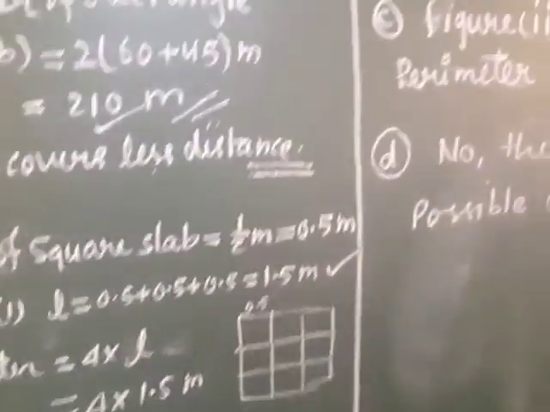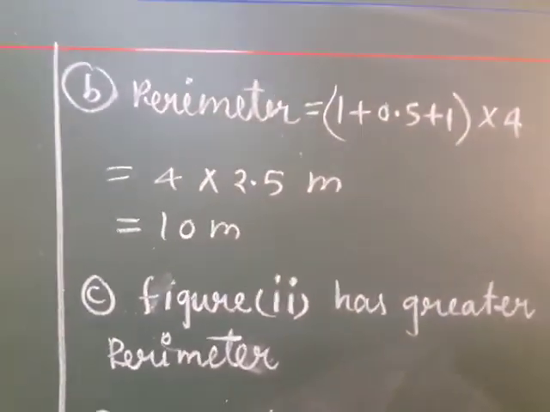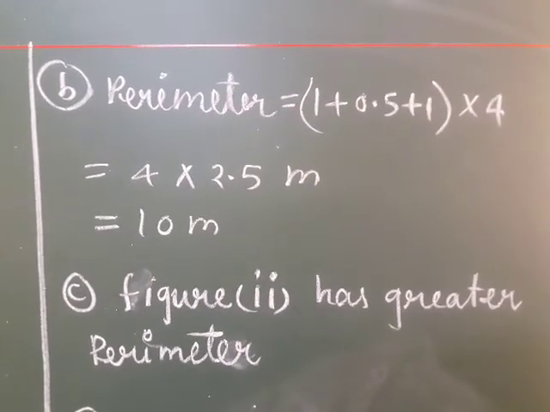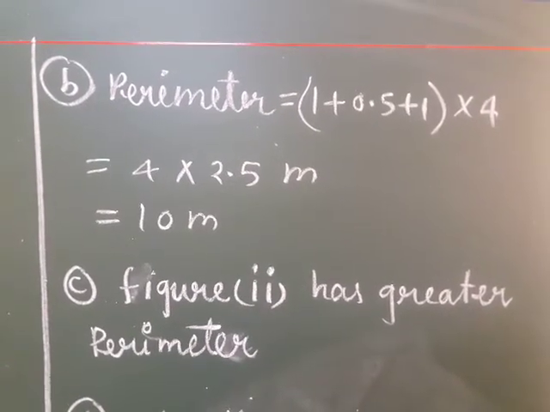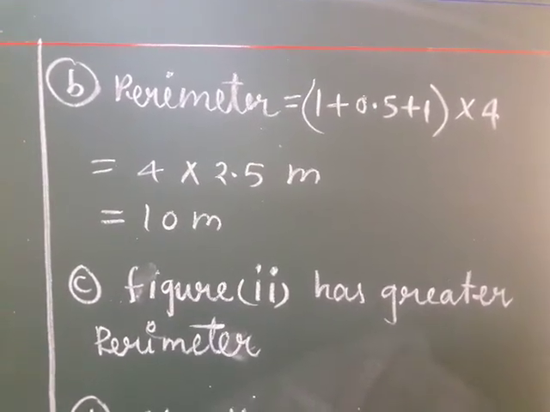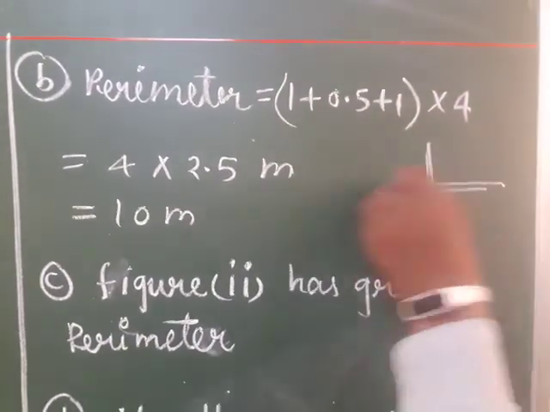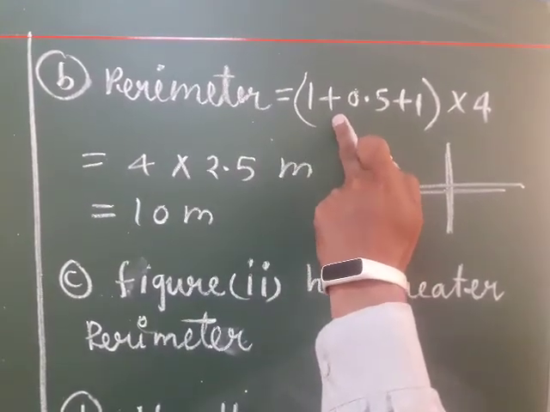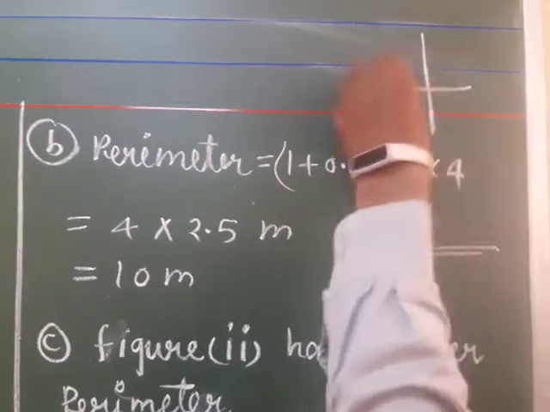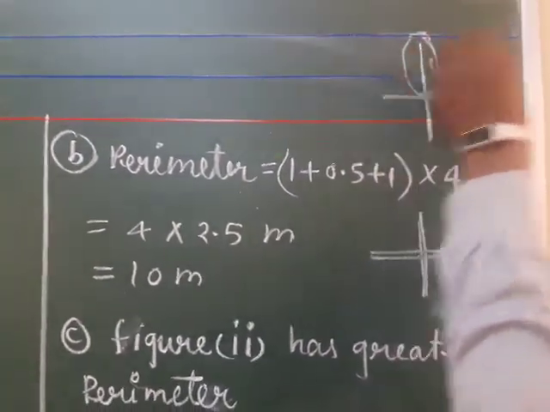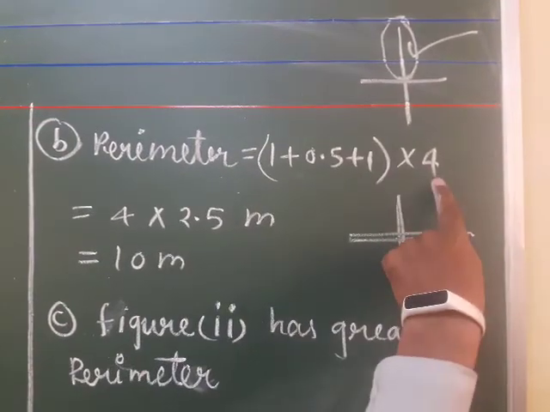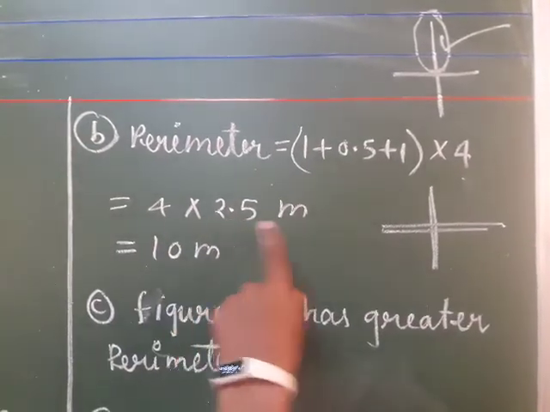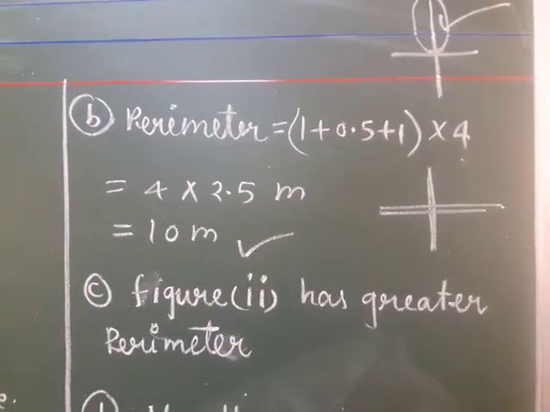Now going to the B part. Sherry does not like his arrangement. She gets him to lay them out like a cross. What is the perimeter of her arrangement? In this cross shape, first of all we have to find the perimeter of one leg, like we have already done previously. So the perimeter of one leg is multiplied by 4 because 4 legs are given. So here the perimeter will be 4 into 2.5 meter, then it will be 10 meter.